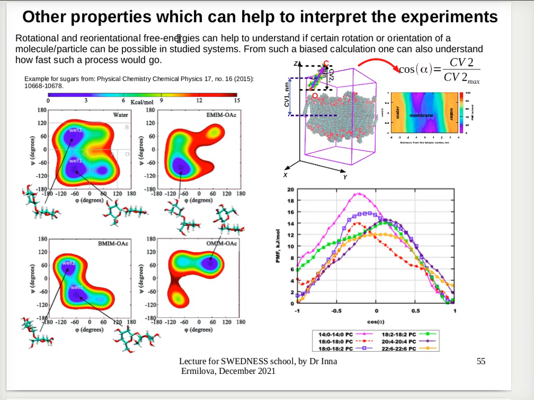So this is also a free energy calculation example, of reorientational or rotational free energies, which can help to understand if the rotation or reorientation is possible around a certain angle or dihedral.